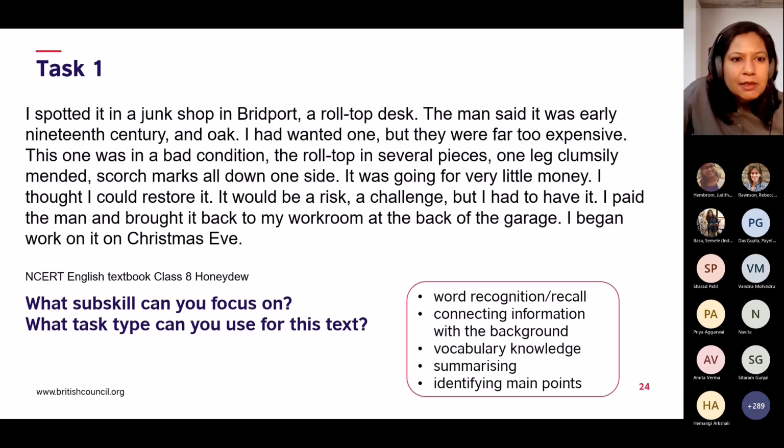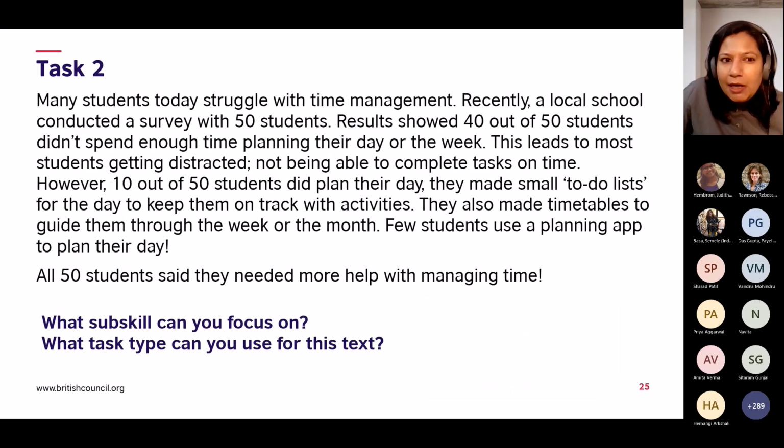I am going to the next task. This one I really like. Again, for those who are on phone, I'm going to read it out quickly. Many students today struggle with time management. Recently, a local school conducted a survey with 50 students. Results showed 40 out of 50 students didn't spend enough time planning their day or week. This leads to most students getting distracted, not being able to complete tasks on time. However, 10 out of 50 students did plan their day. They made small to-do lists for the day to keep them on track with activities. They also made timetables to guide them through the week or the month. Few students use a planning app to plan their day. All 50 students said they needed more help with managing time.